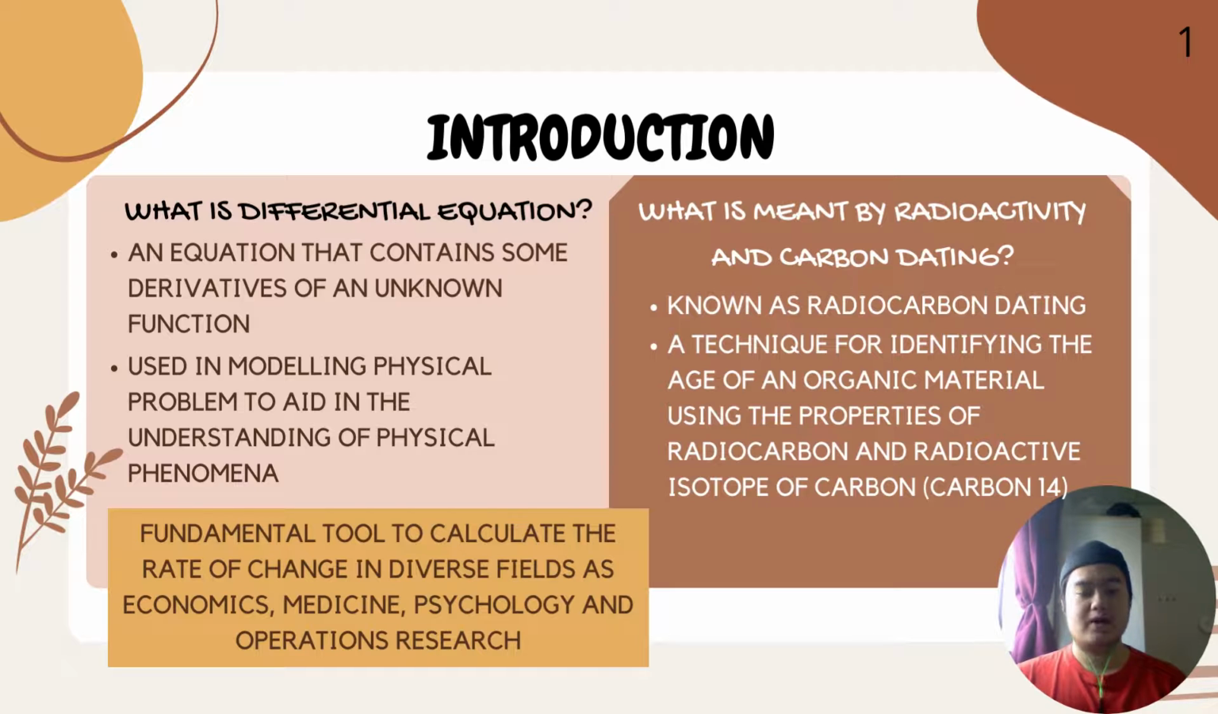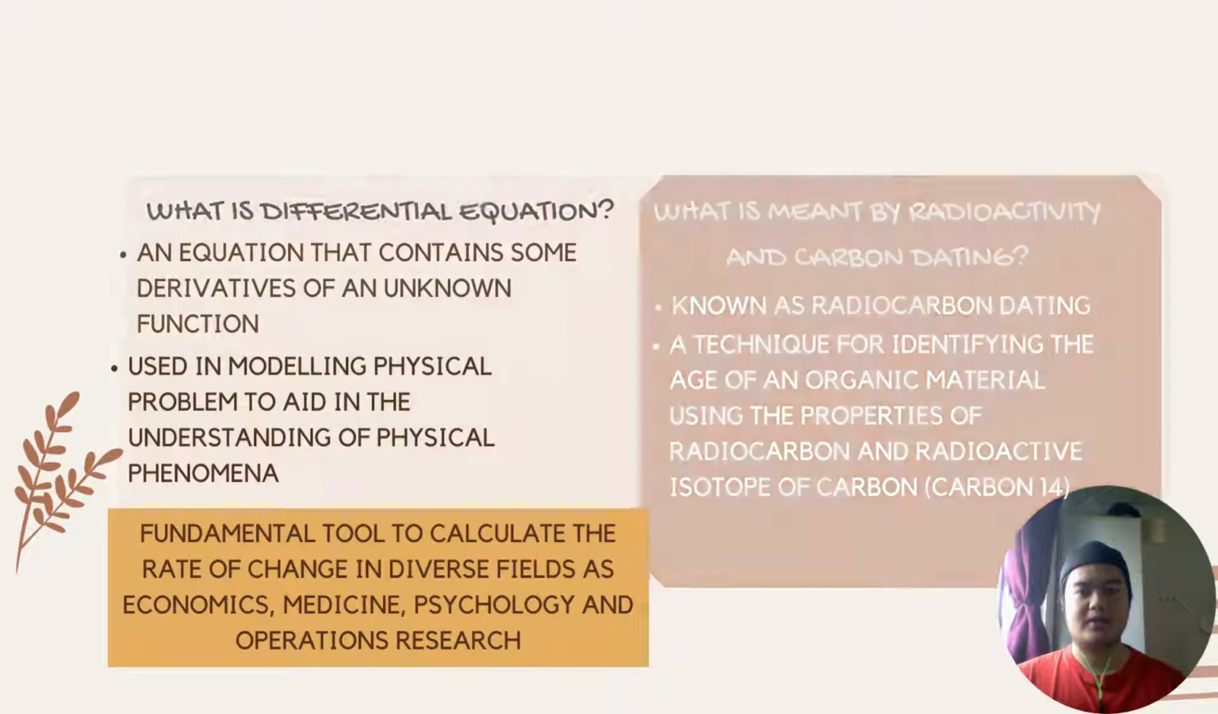Next, what is meant by radioactivity and carbon dating? It is known as radiocarbon dating, and it is a technique for identifying the age of an organic material using the properties of radiocarbon, a radioactive isotope of carbon, which is carbon-14.